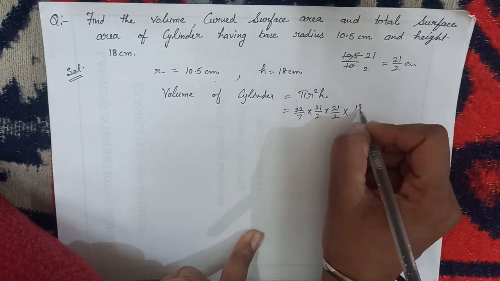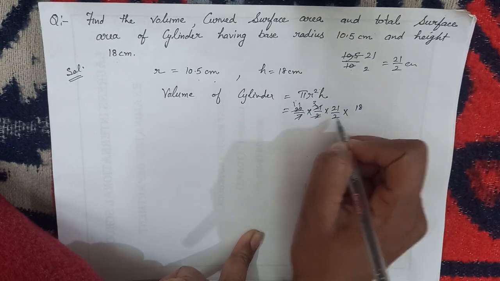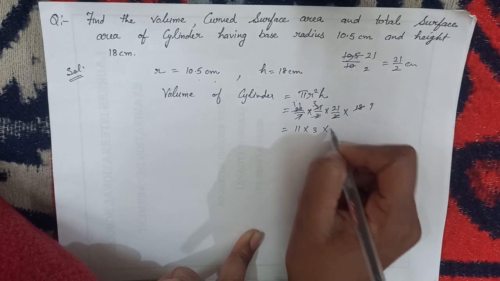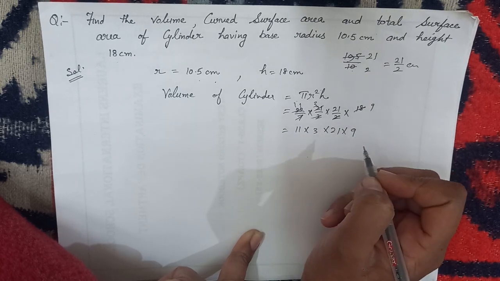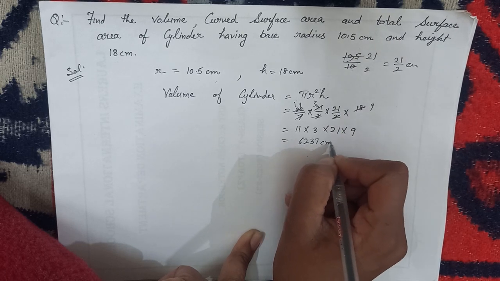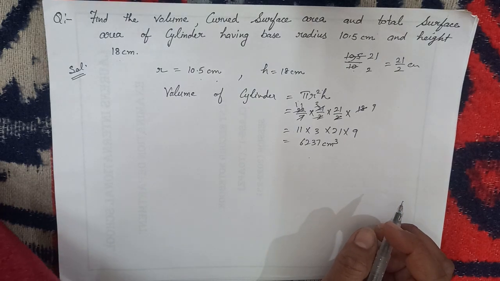H means 18. Now we will do the cutting. 3, 11, 9. Now we will multiply 11, 3, 21 and 9. And then we will get the answer 6237 centimeters cube. Centimeter cube is the unit of volume.